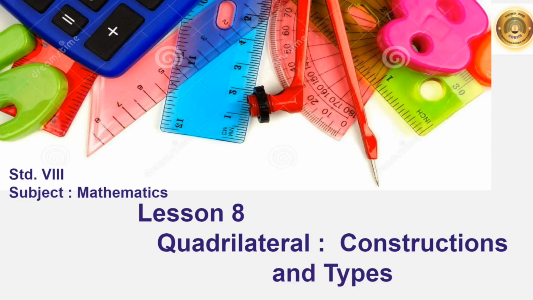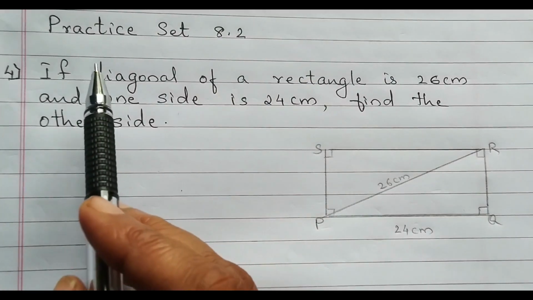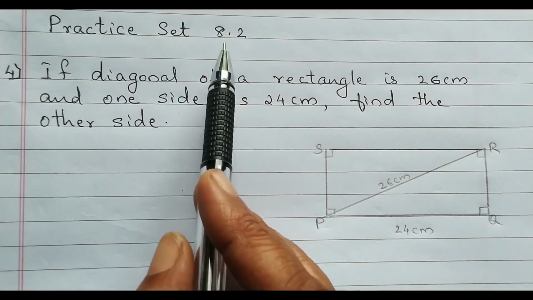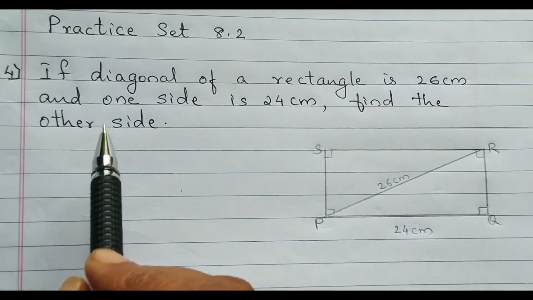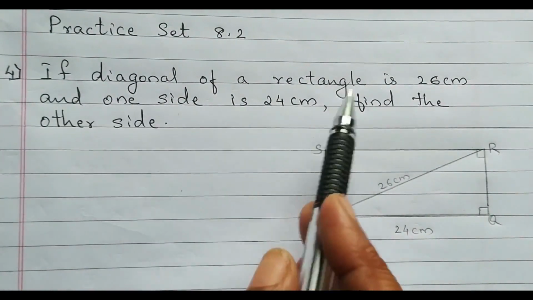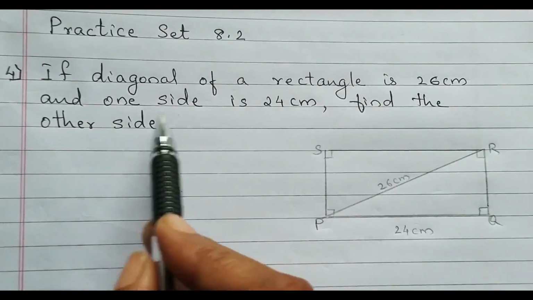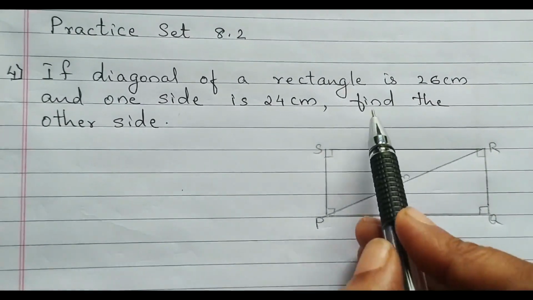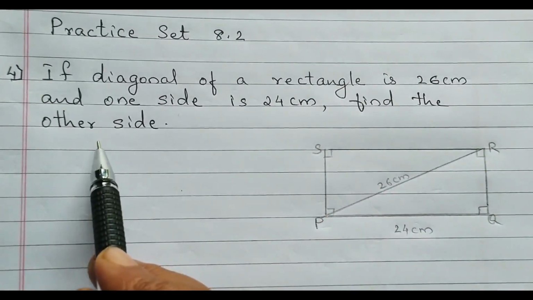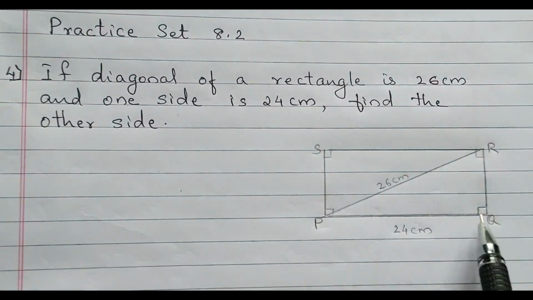We are doing lesson number 8, Quadrilateral, Constructions and Types. Let's continue with practice set 8.2. The fourth question: if the diagonal of a rectangle is 26 centimeters and one side is 24 centimeters, find the other side. A rectangle is given.